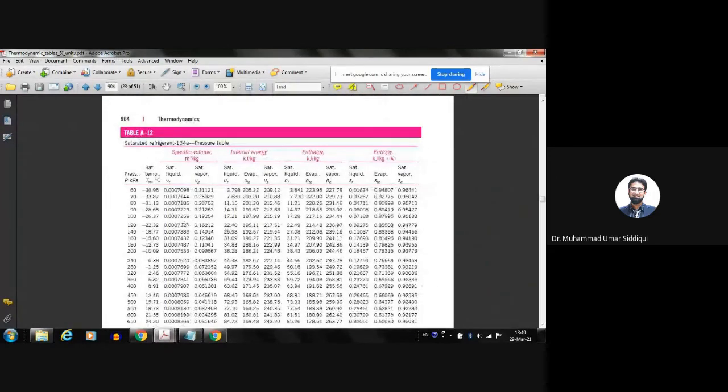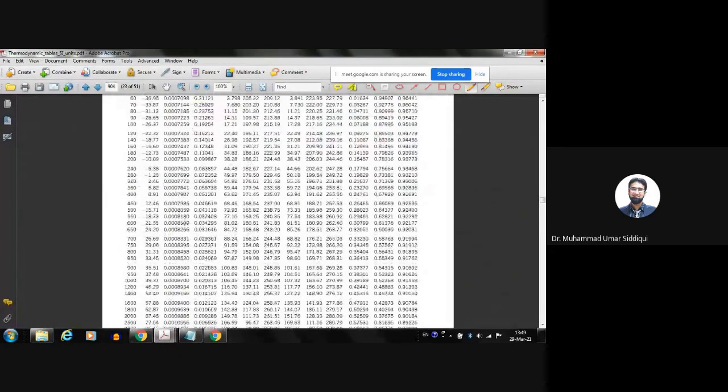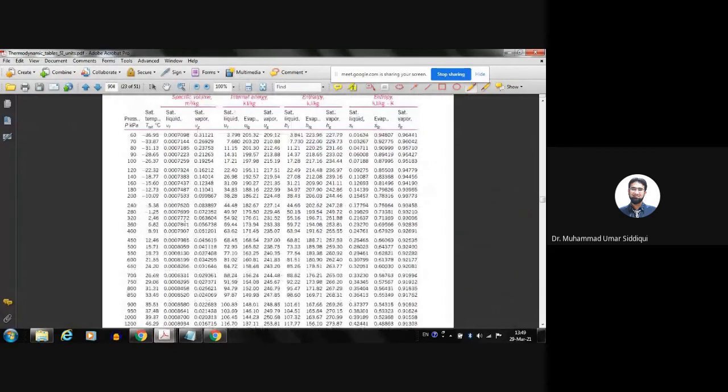So here it is, the pressure table. 0.8 megapascal means 800 kilopascal. At 800 kilopascal, the temperature will be T1, this is 31.31. And then what do we need? We need enthalpy.